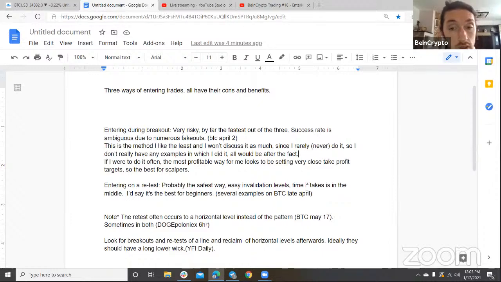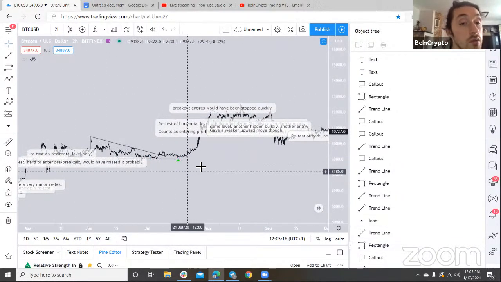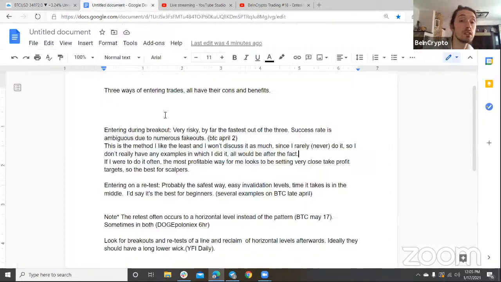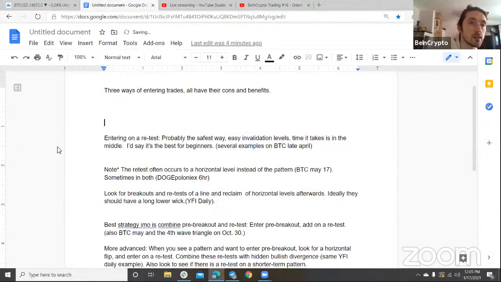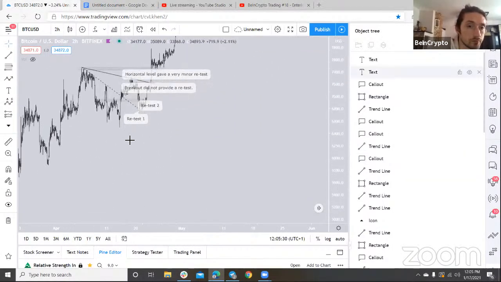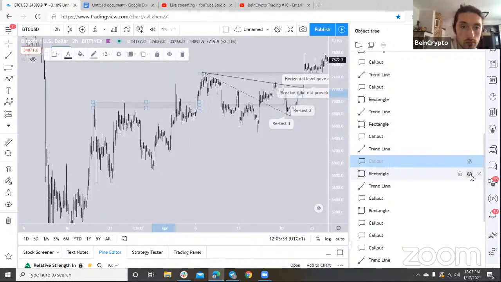If I were to do this often, which I don't, I think the most profitable way would be to set very close take profit targets. So basically scalp. Enter immediately as soon as the price breaks out, catch maybe 3, 4, 5% profit, and then get out of the trade. So yeah, there's an example on April 2nd. I think I hid it. Yes, it's here.